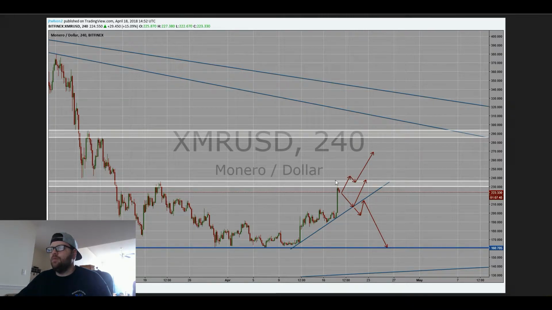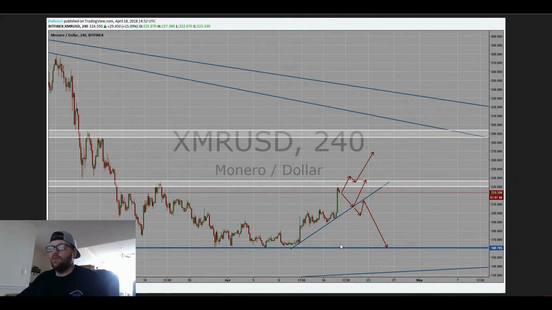If it does break above this zone, we'd be looking for a retest of the zone before continuing upward to the next zone. The next zone is based off of this candlestick right here, this bullish candlestick right here, the wick and the body of that candlestick. And if we do get a test of that or a break of that, then we have these daily/weekly trend lines up here that price has to break through. But this is a good look for Monero.